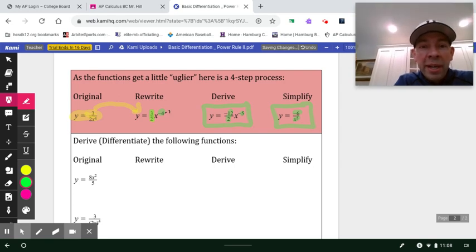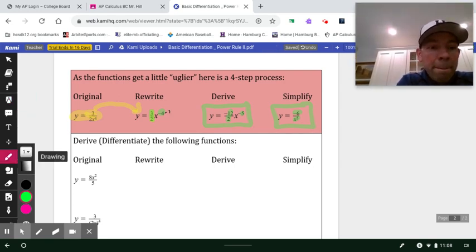So we're going to practice that four-step process here today. Our very first example right here, I'm going to rewrite it so that the coefficient is 8/5. What was nice about this is that x squared was in the numerator, but I'm just going to center that x squared so it's lined up with the center of my fraction.